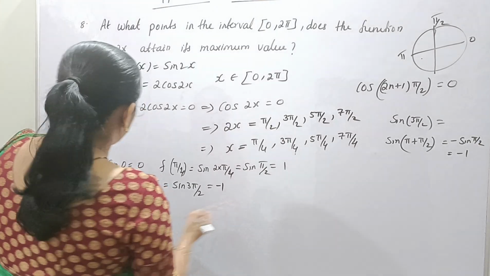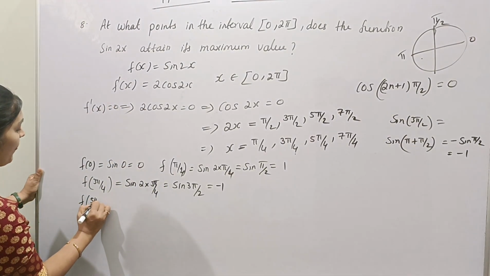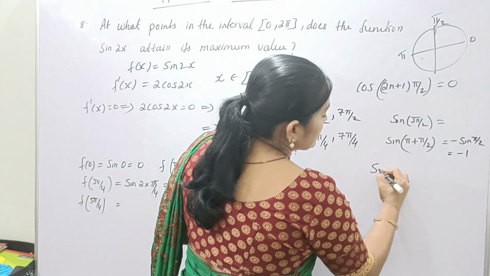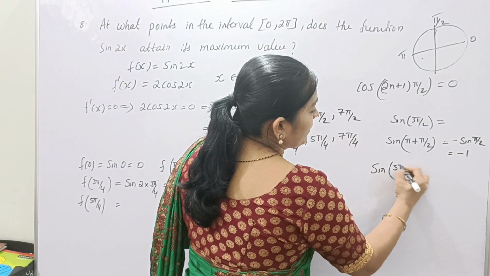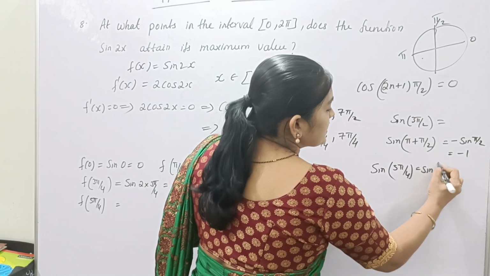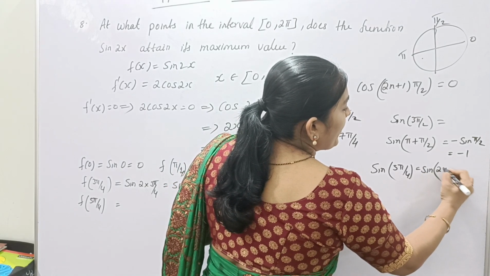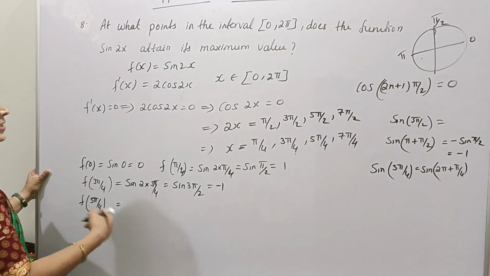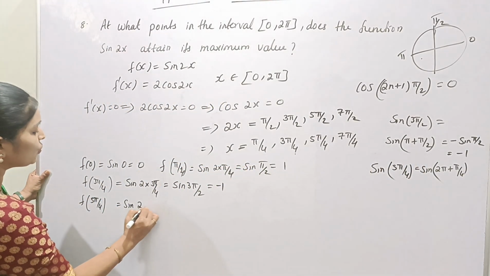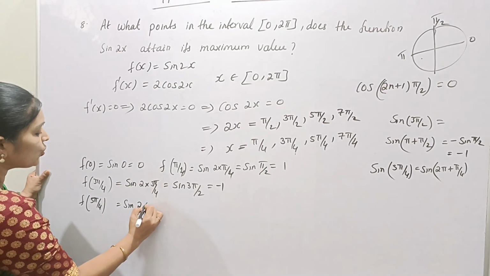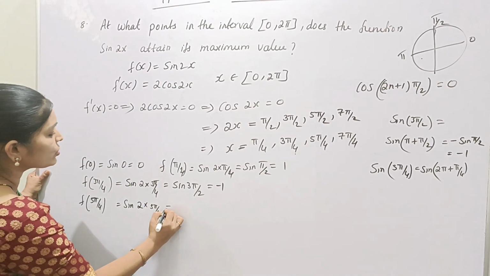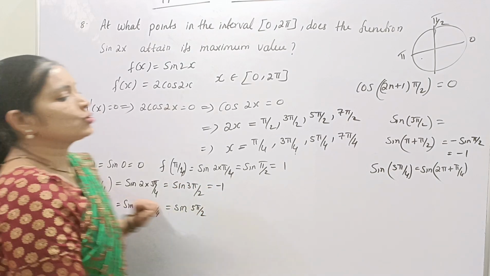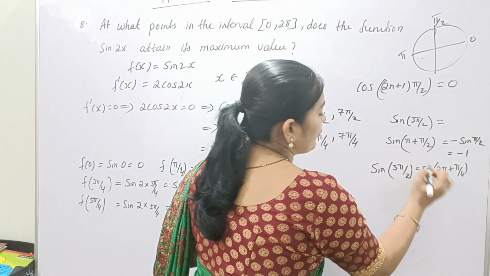And next, f of 5 pi by 4. See, how to find this? Our function is sin 2x, so 2 into 5 pi by 4 gives sin 5 pi by 2. So we have to find sin 5 pi by 2.